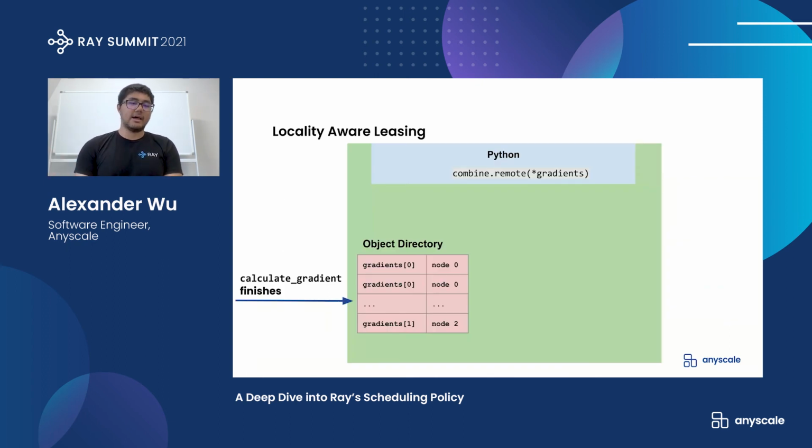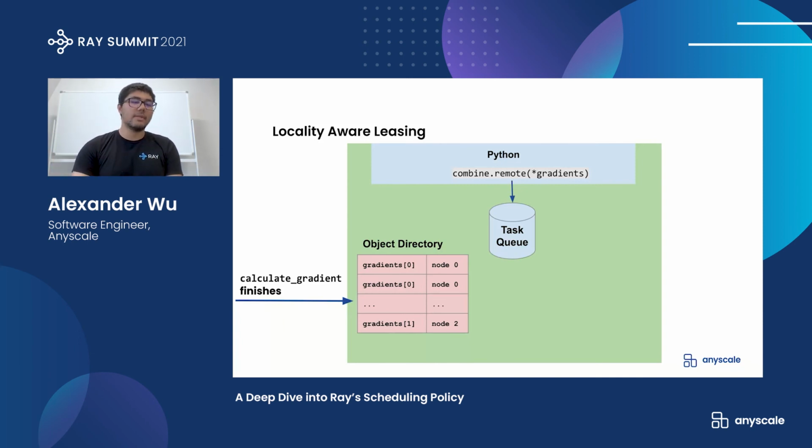So here we have a diagram of what a single worker looks like. There's some code that lives in Python land. That's the blue section, and that's where you're actually calling combine.remote. And below that is the rest of the Ray core worker. This core worker is what contains the object directory and all the information about each object and where it lives. So when you call something like combine.remote, we're going to take that request and queue it in a task queue.